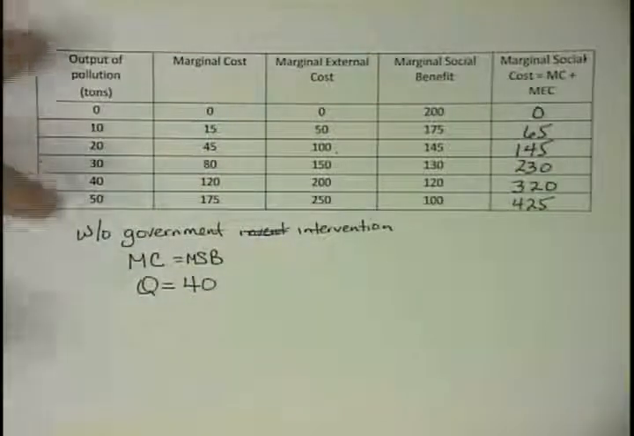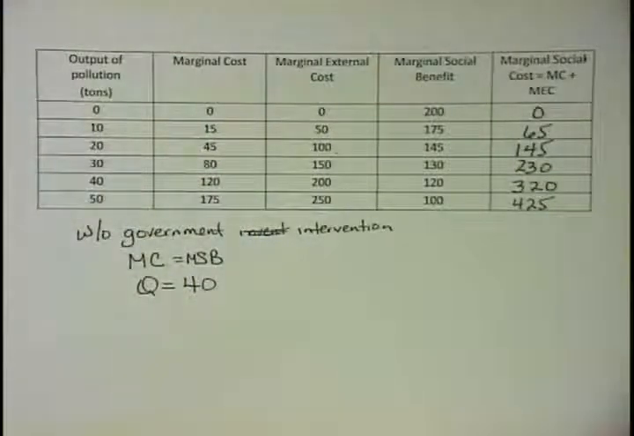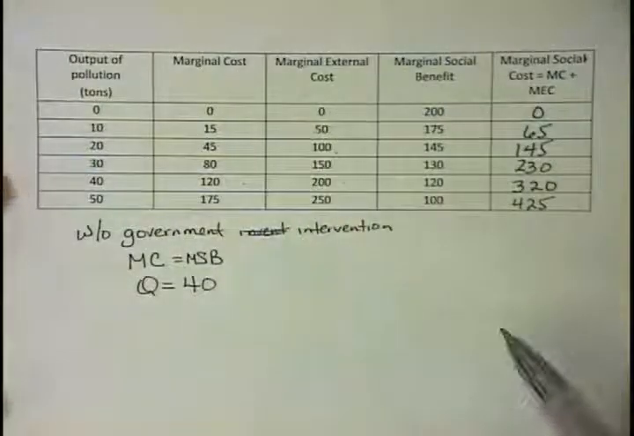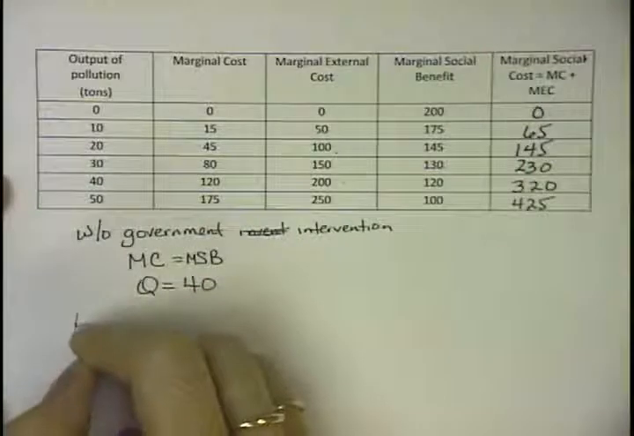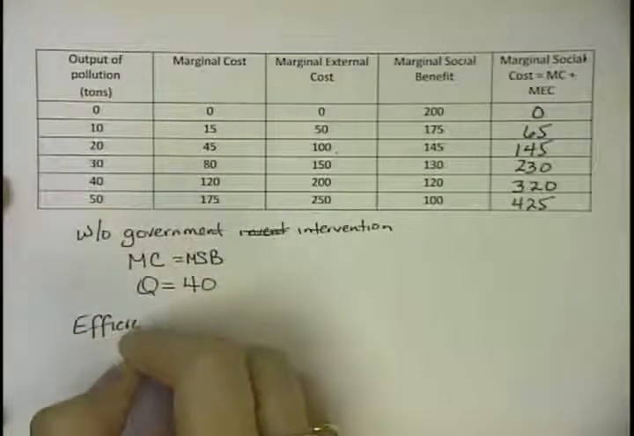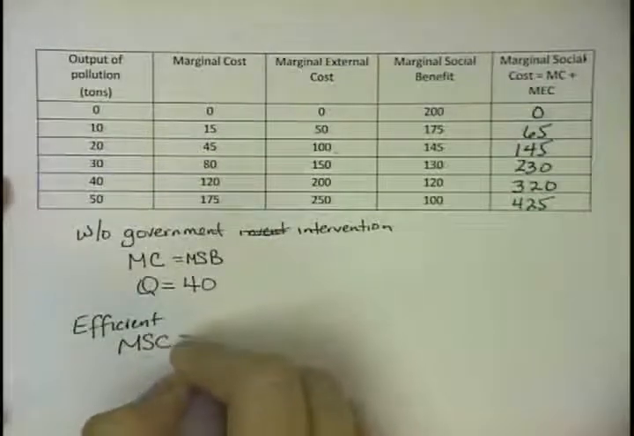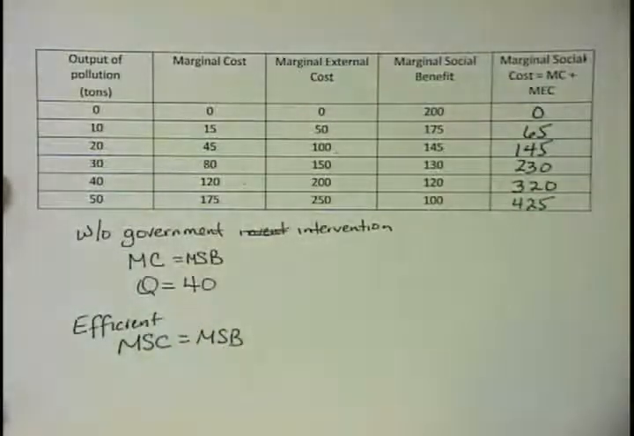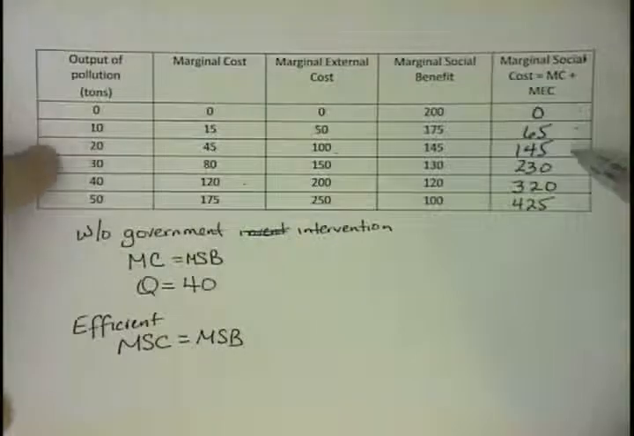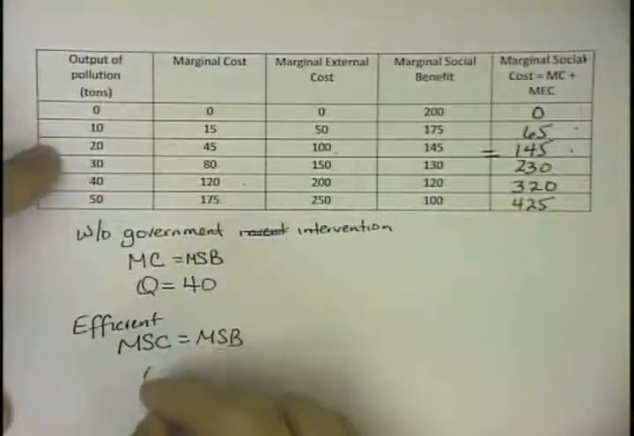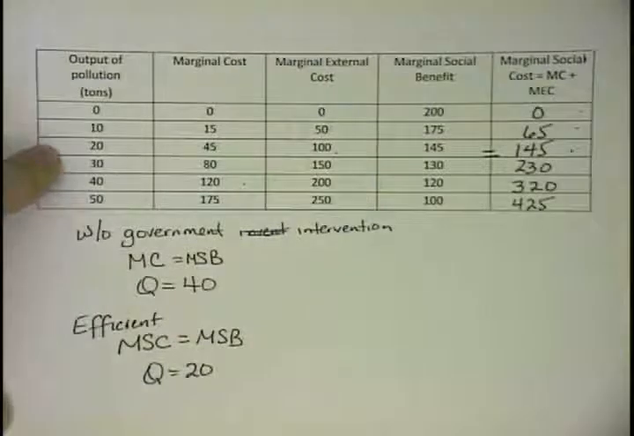So what the government has to do in order to get to the efficient amount of production is impose some sort of tax equal to that marginal external cost. If the firm is required to pay these marginal external costs, we should end up back at our efficient amount of output. The efficient amount of output is always going to be where marginal social cost is equal to marginal social benefit. So let's figure out where that's going to be. At 0 tons, no. At 10 tons, no. At 20 tons, my marginal social benefit equals my marginal social cost. So at 20 is where we would have our efficient level of production.